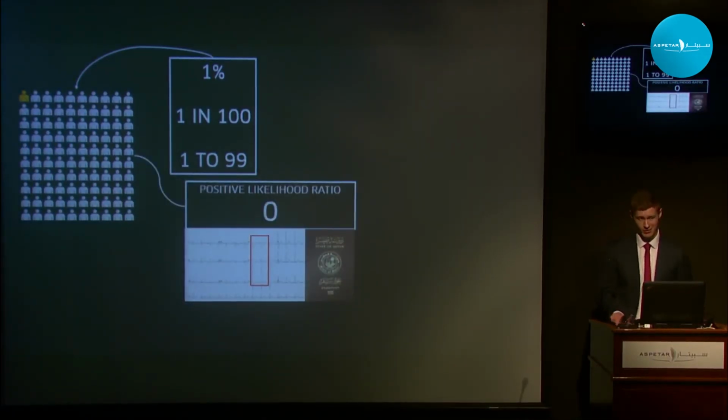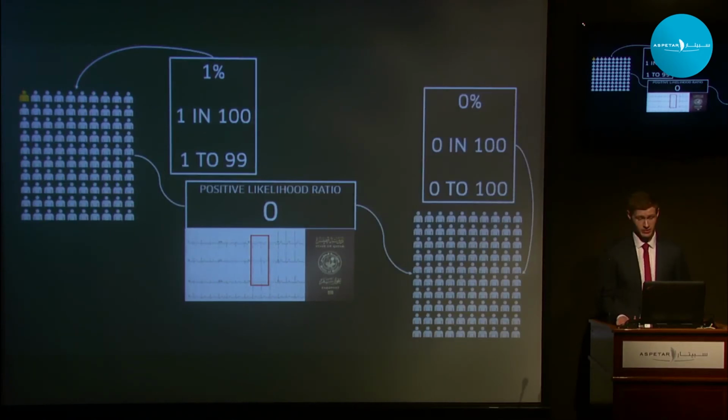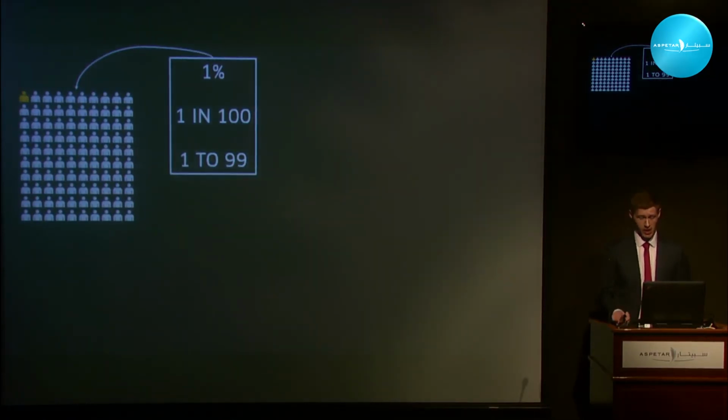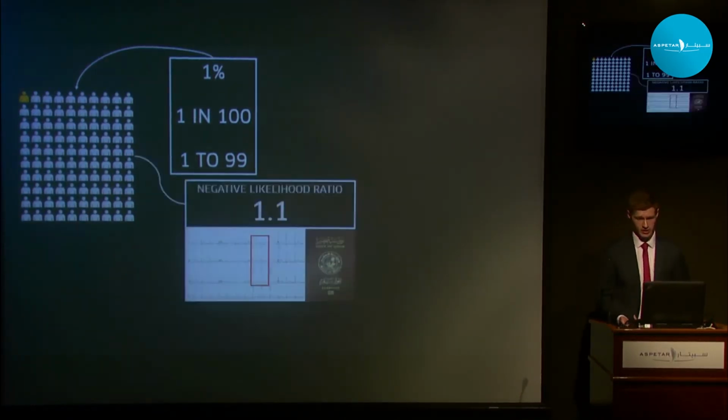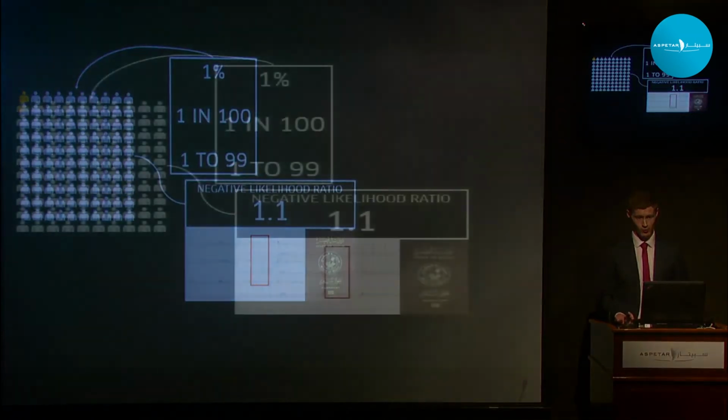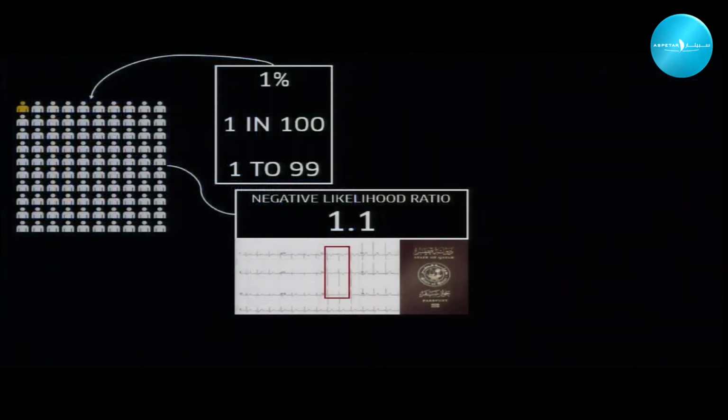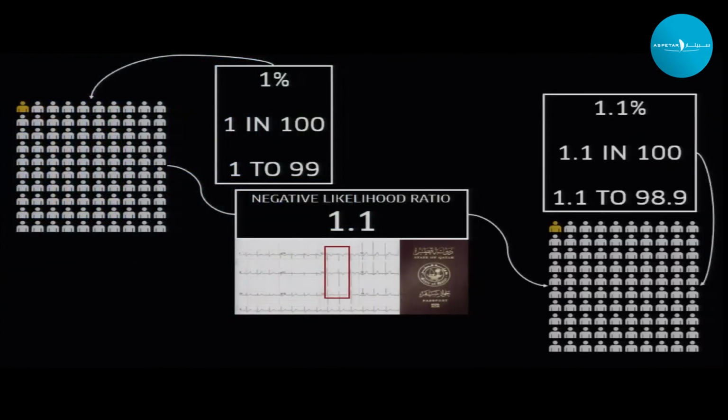We get a positive likelihood of 0. So in that same individual, the chance of detecting a heart condition changes from 1% to 0%, so 0 in 100, or 0 to 100. And if we were to flip that, and let's say that player is cleared to play without any further evaluation, we have a negative likelihood of 1.1, so that same individual's chance goes from 1% to 1.1%, so a chance of 1 in 100, or odds of 1.1 to 98.9.